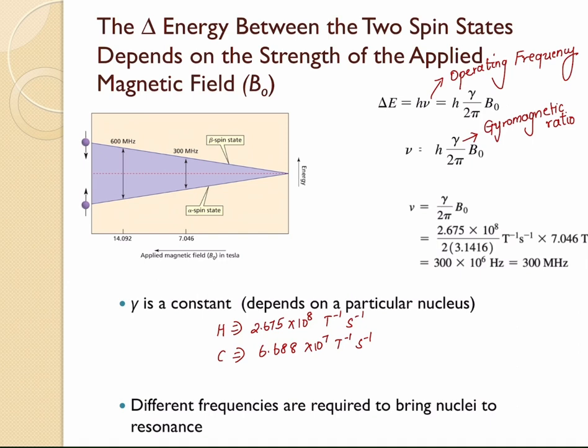Therefore, if the spectrometer has a more powerful magnet, then it must have a higher operating frequency. For example, a magnetic field of 14.092 Tesla requires an operating frequency of 600 megahertz. Let's say that you're going to replace this number right here with 14.092. So you are increasing the applied magnetic field strength. In which case, this number will get increased to 600 megahertz. So you need to have a higher operating frequency spectrometer. And because each kind of nucleus has its own gyromagnetic ratio, different frequencies are required to bring nuclei to resonance.